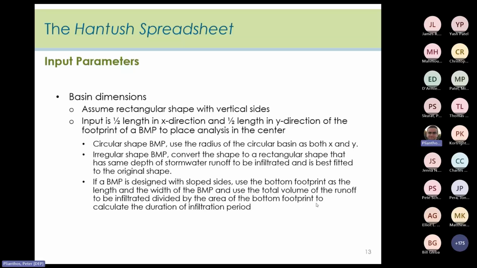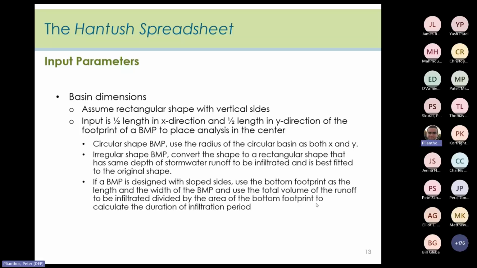The hand-touch spreadsheet assumes that the BMP is rectangular in shape and the sides of the BMP are vertical. So we use the width and length of the bottom area of the BMP, also called the footprint. But since the mounding is highest at the center of the BMP, for graphing purposes, we use 1/2 of each dimension as the inputs for the length and width, which correspond to the X and Y axes respectively.